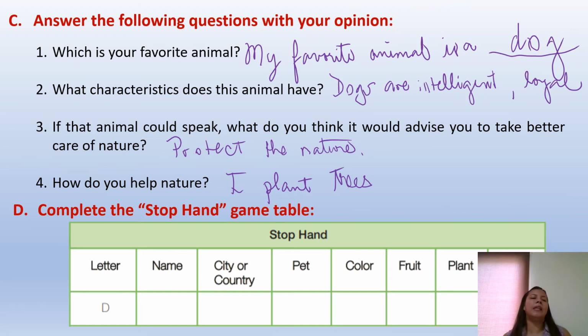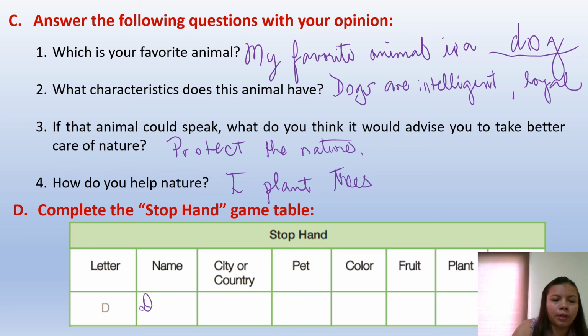So, activity letter D, complete the stop hand game table. This is like a game, okay? So, this is a game. The letter that you're going to complete over here is letter D. So, I'm going to give you an example.